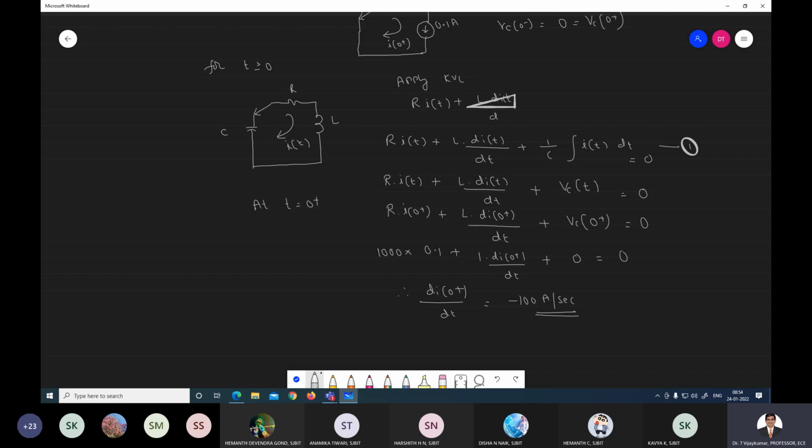Is it clear? Yes, sir. What about diploma students? You have to try to understand the concept. If you are not following, you have to discuss with your friends or ask me, I will explain. You have to work out the problem. Don't just read this. You have to take a rough sheet and work out the problem. Any doubts? I know it is difficult to follow, but you have to follow. There is no alternate method.